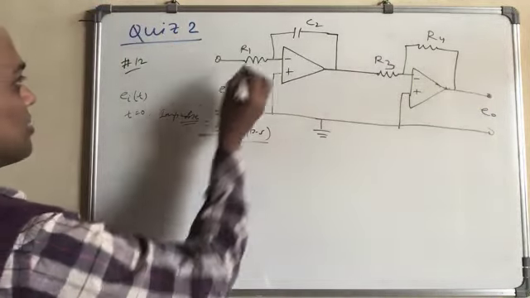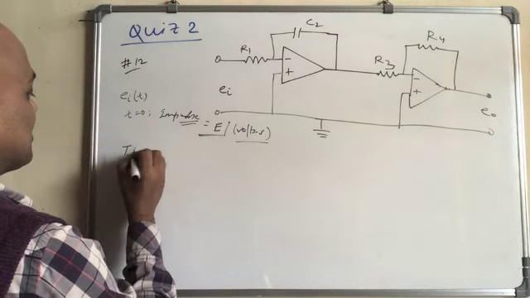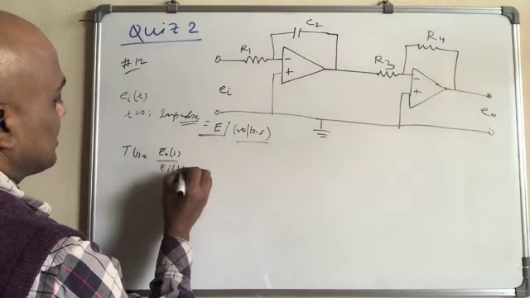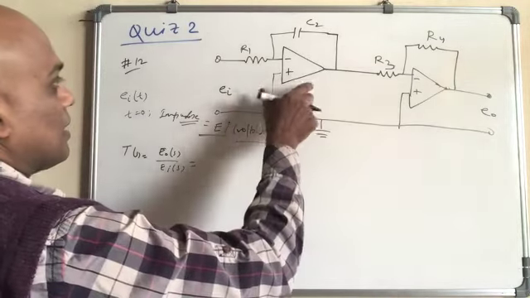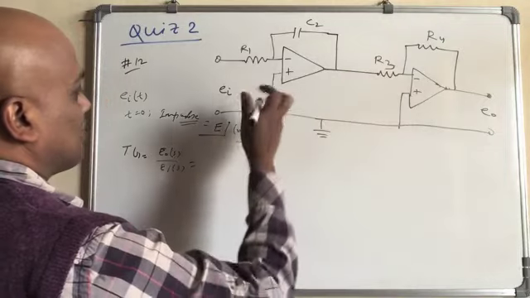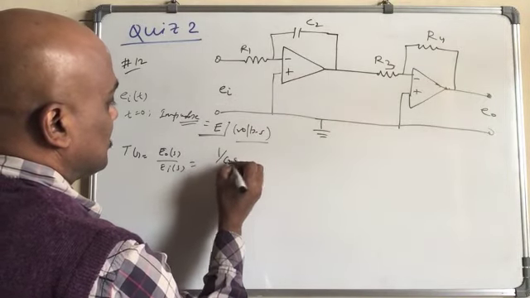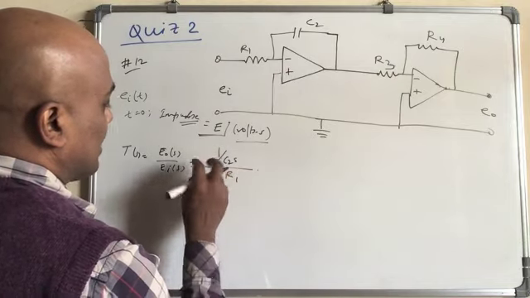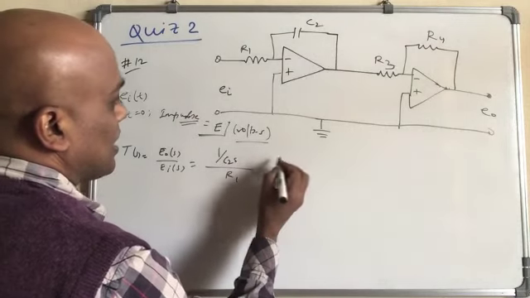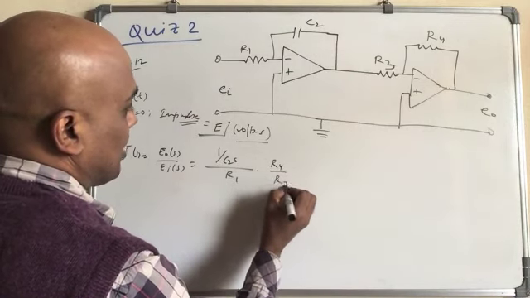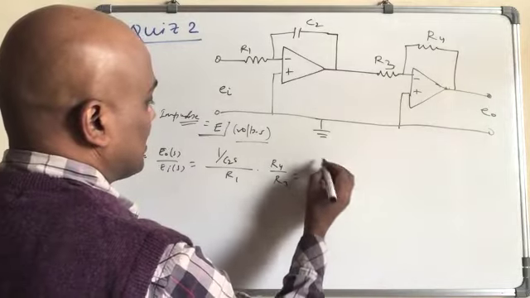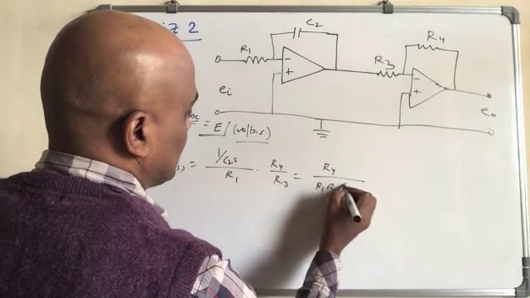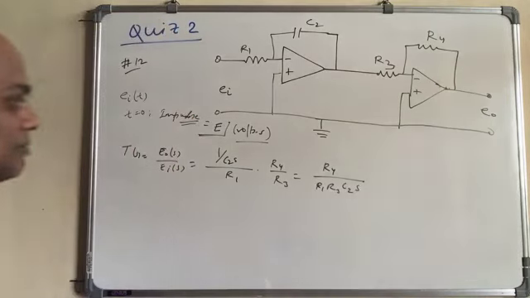So let's see here. First we have to find out the transfer function. T(s) is equal to E_o(s) over E_i(s), which is equal to the transfer function of both of them multiplied: 1 over C2 s divided by R1, multiplied by R4 over R3. The two minus signs, both together, make plus, so I'm not writing that. So what do we get? We get R4 over R1 R3 C2 s.